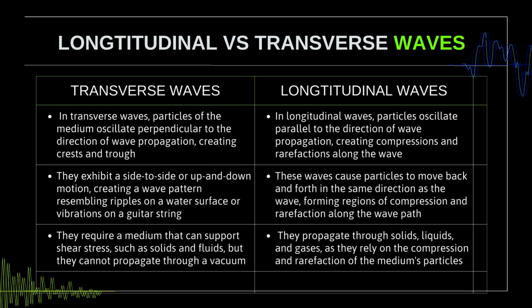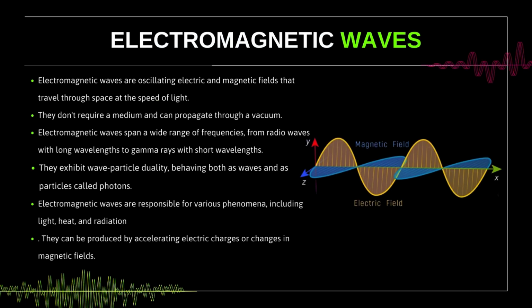Longitudinal waves, on the other hand, cause particles to move back and forth in the same direction as the waves, forming regions of compression and rarefaction along the wave. Transverse waves require a medium that can support shear stress, such as solids, but they cannot propagate through a vacuum. Whereas longitudinal waves propagate through solids, liquids, and gases, as they rely on the compression and rarefaction of the medium's particles.